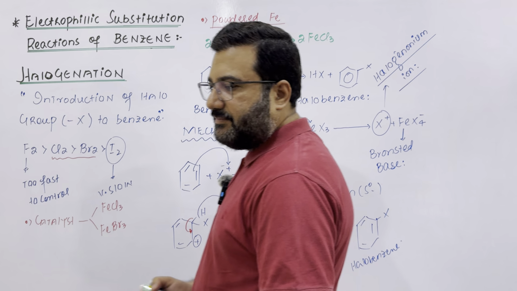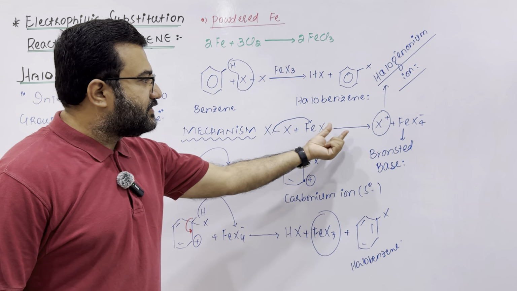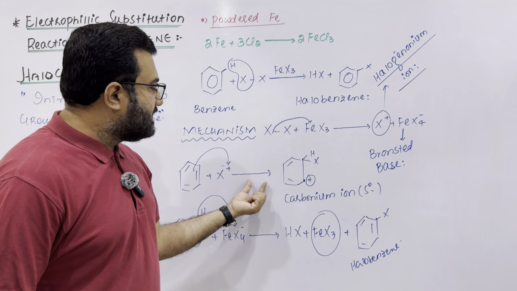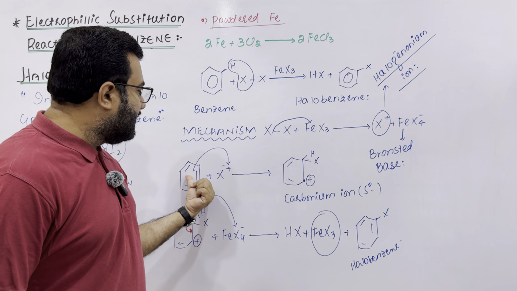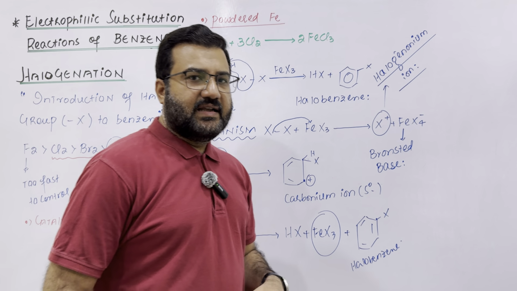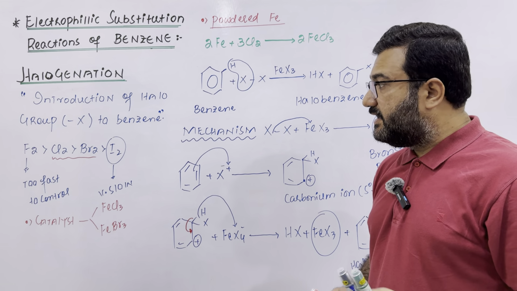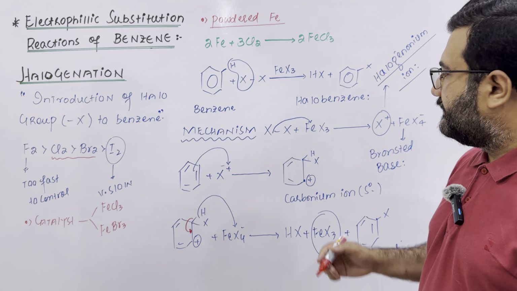So this one is the mechanism which has three steps. The first step is generation of strong electrophile. The second step is the attack of strong electrophile on benzene. And the third step is the regeneration of the catalyst. As you know, the catalyst is not used up in the reaction. It should be regenerated at the end of the reaction.